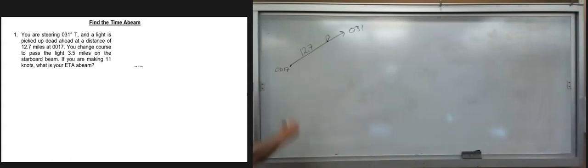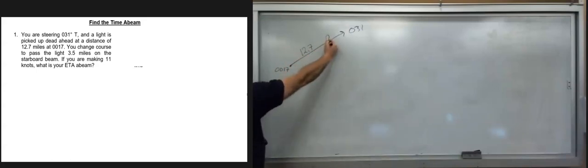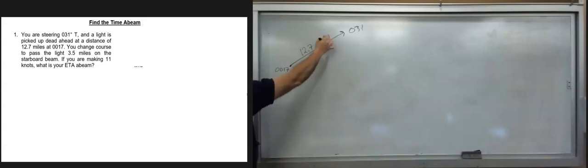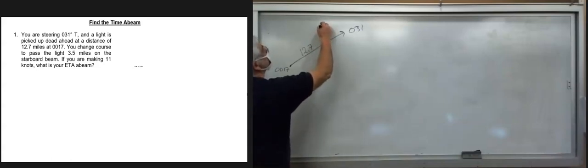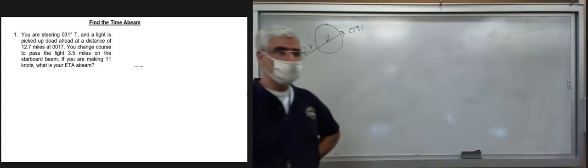So now, you are steering 031, and a light is picked up dead ahead at 12.7 miles. So I just put a little light arbitrarily on there, 12.7. Give yourself a little room to work. You change course to pass the light 3.5 miles on the starboard beam. Okay? So you don't have to draw this circle, but I'm going to draw this circle. What's the radius of that circle, Nolan? 3.5 miles. Okay, Nolan.